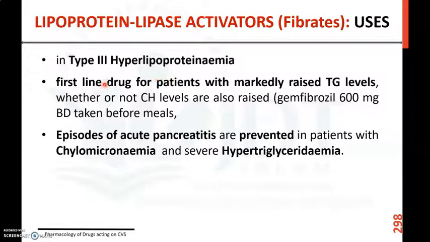hyperlipoproteinemia, and this is the first line drug for patients with marked rise in triglyceride level, whether or not the cholesterol levels are raised. Usually gemfibrozil 600 mg BD is taken before the meal, and it is also used to prevent episodes of acute pancreatitis in patients with chylomicronemia and severe hypertriglyceridemia. So these are the uses of lipoprotein lipase activators.